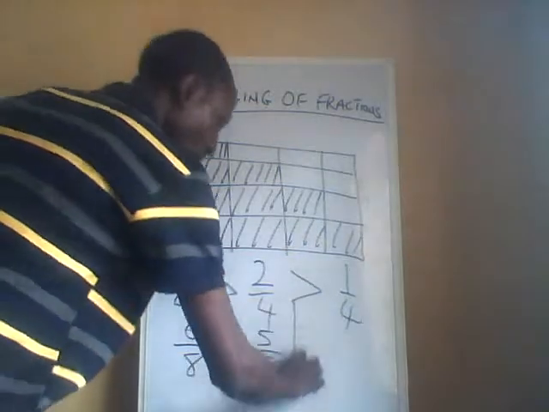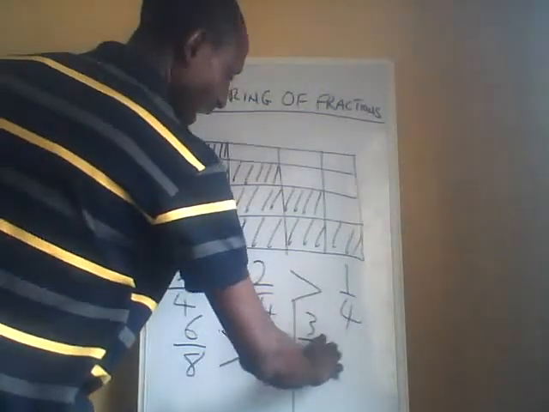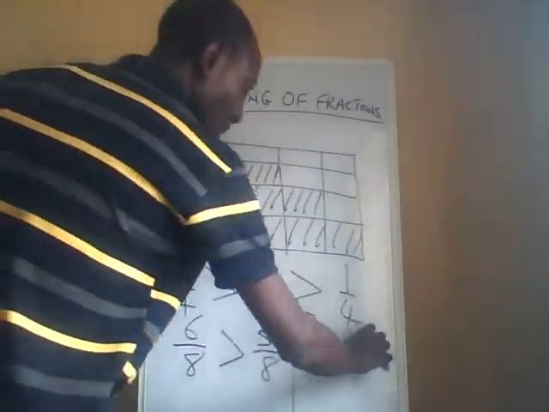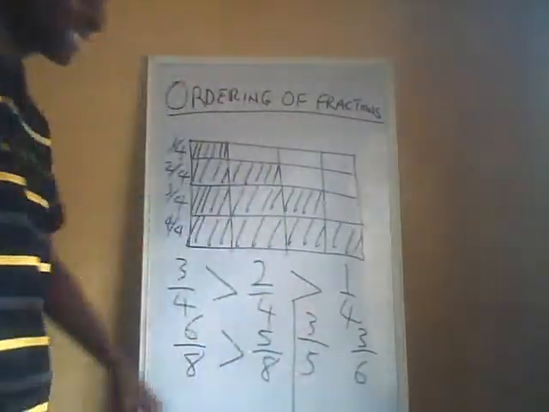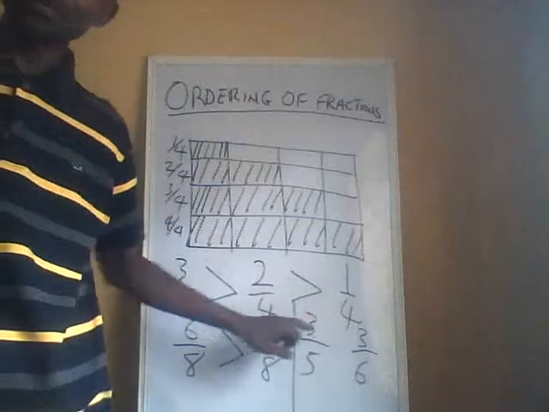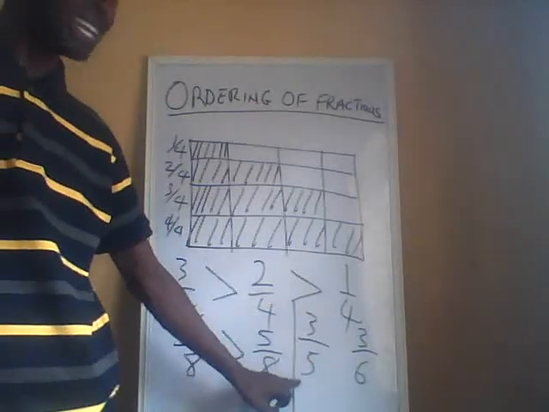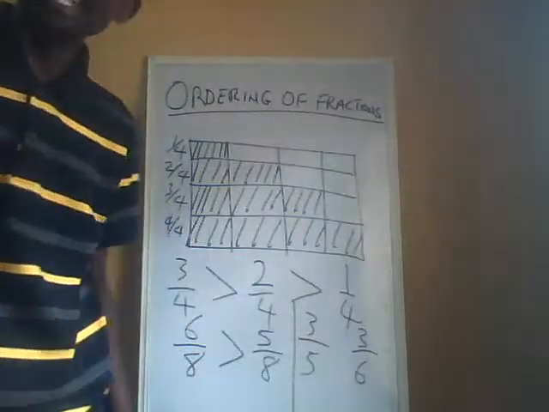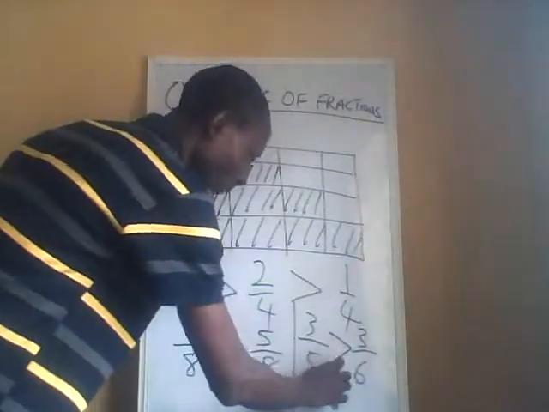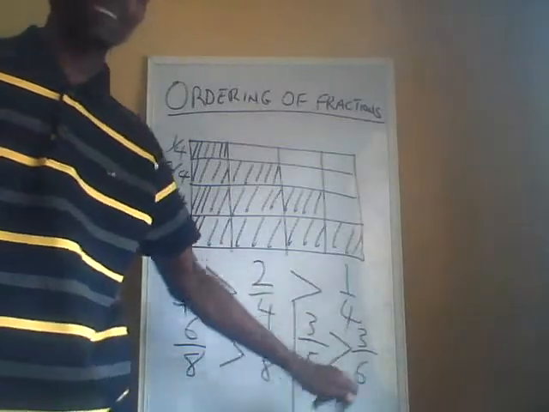But don't forget from the previous video, if I have 3 out of 5 and 3 out of 6, this is the same numerator. What are we saying? 3 pizzas for 5 people, 3 pizzas for 6. Who eats more? 3 pizzas for 5. So 3 over 5 is bigger than 3 over 6.